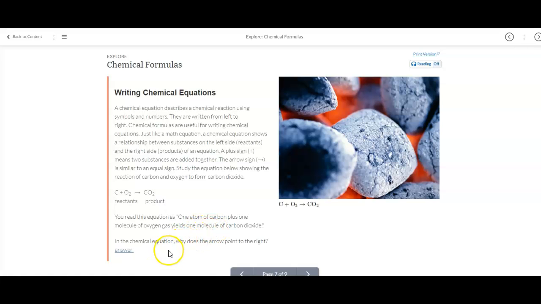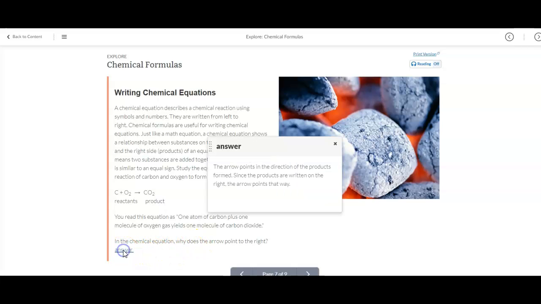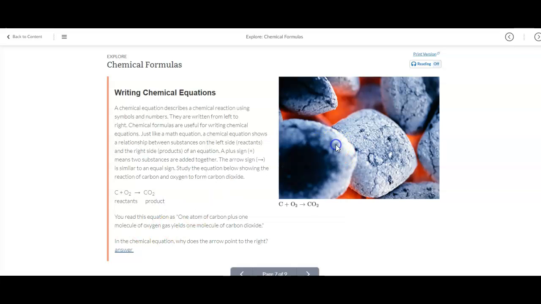So in the chemical equation, why does the arrow point to the right? The arrow points in the direction of the products formed. So since the products are written on the right, the arrow points that way. Okay, so you're writing the equation, remember, from left to right. If you want to go into more detail, maybe put this example in your notes and label reactants, products, yields. Those would all be good things to include in your notes.